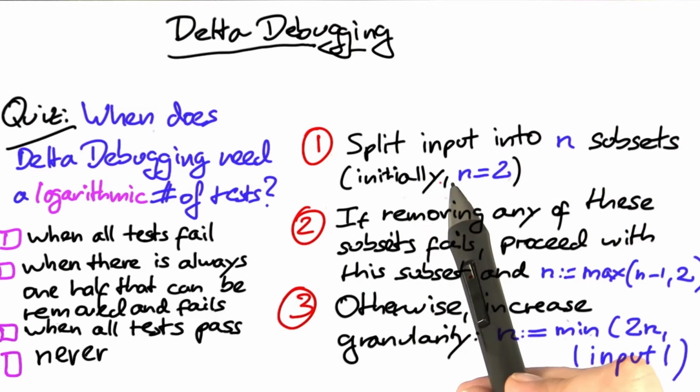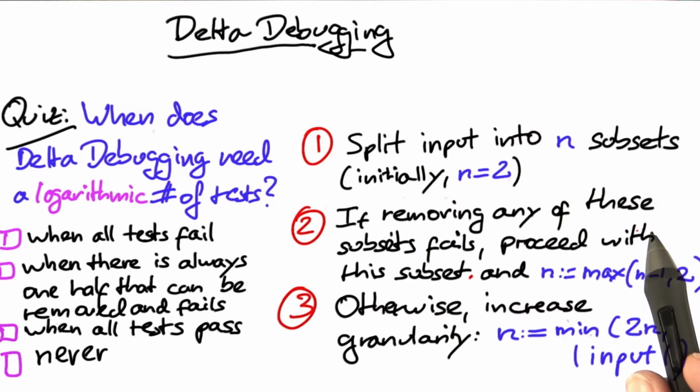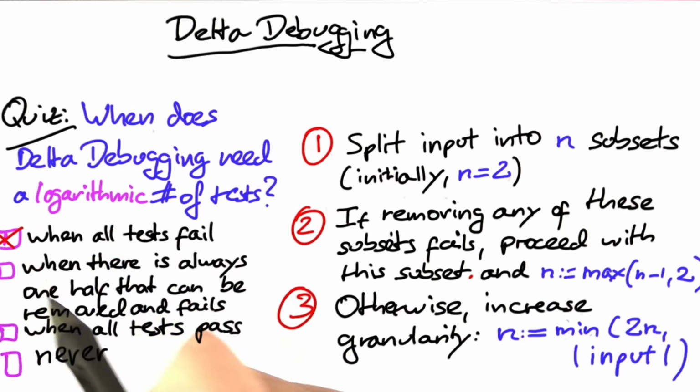Then we split the inputs initially into two subsets. Removing the first subset fails. We proceed with this subset. N remains 2. And we do this again, and we split again the input into two subsets, and two subsets again. And this is exactly like binary search described by Kernighan and Pike, which is logarithmic.